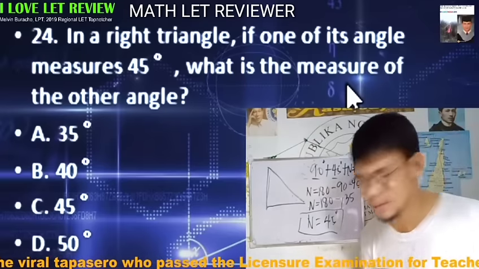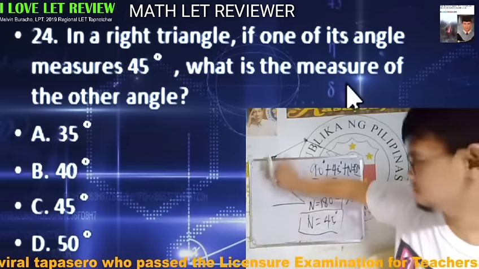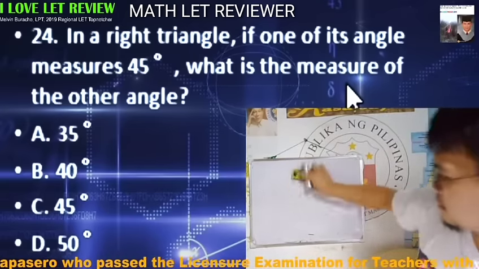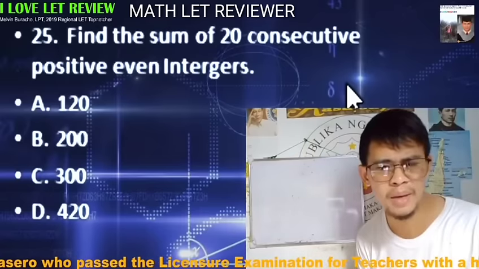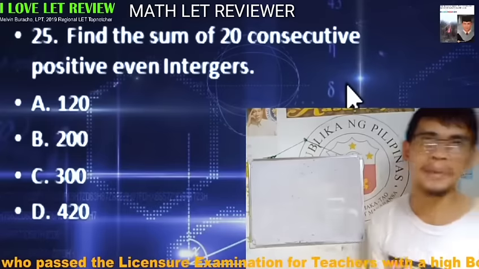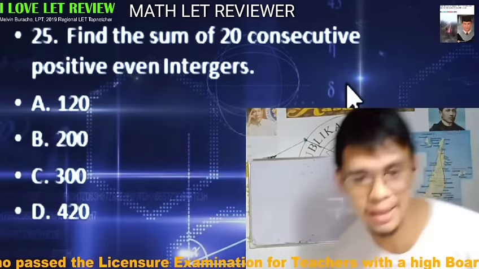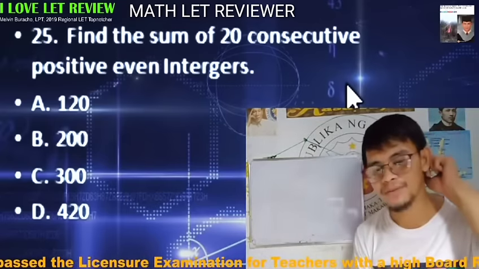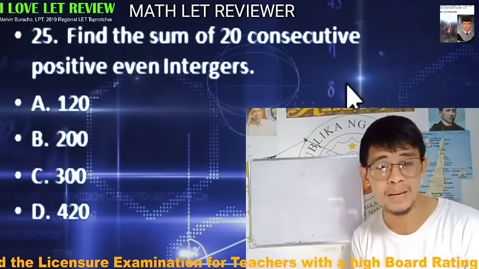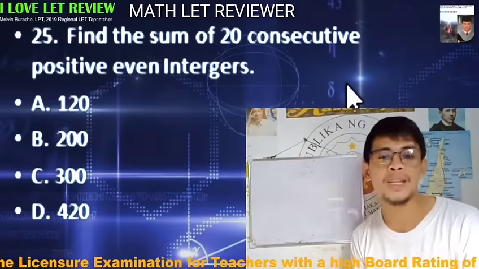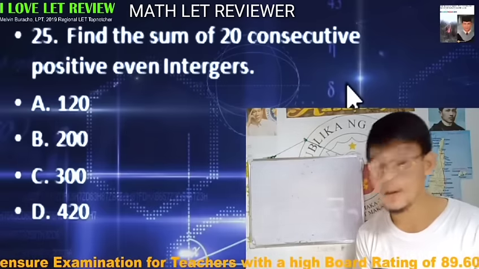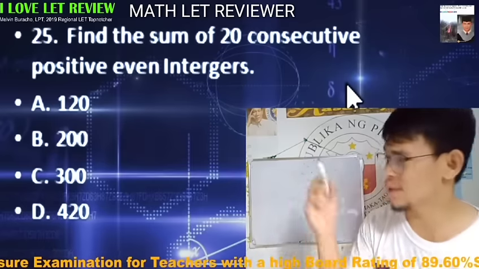Okay. Number 25. Find the sum of 20 consecutive positive integers. Ah, sige, kagabi, lagi ko po itong sinasabi, and the technique kagabi is, of course, alam nyo na po. So, uulitin na lang po ito this time around, pero ang tanong po dito is medyo iba. Find the sum of 20 consecutive positive even integers. Even ang tinatanong. So, what do you mean by that?